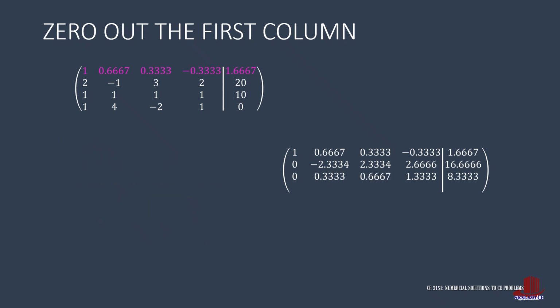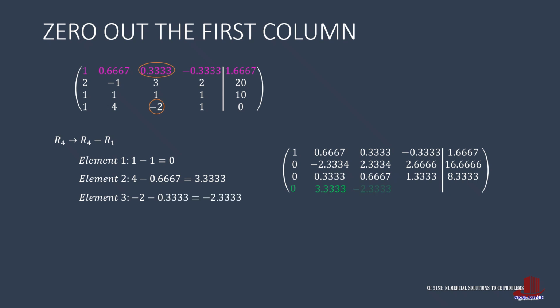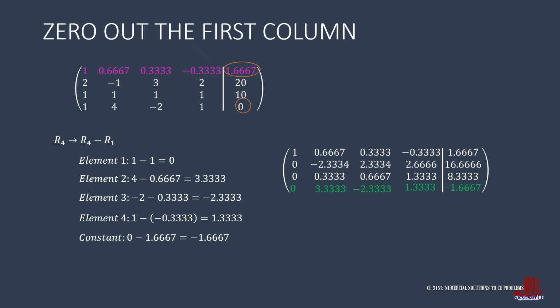From the fourth row, we zero out the first element by using the operation R4 minus R1, where this starts with 1 minus 1, giving 0. The next is 4 minus 2/3, which becomes 3 1/3, followed by negative 2 less 1/3, resulting to negative 2 1/3. The fourth element has 1 minus negative 1/3, which is 1 1/3. And from the constant, there is 0 minus 1 2/3, yielding negative 1 2/3.